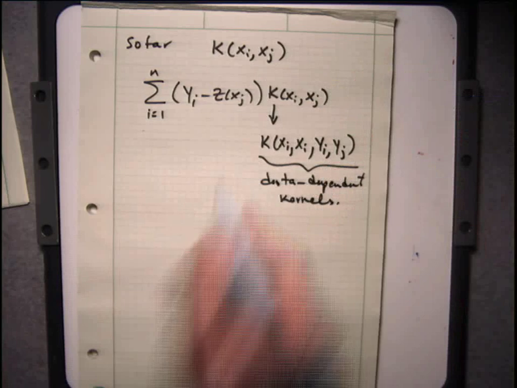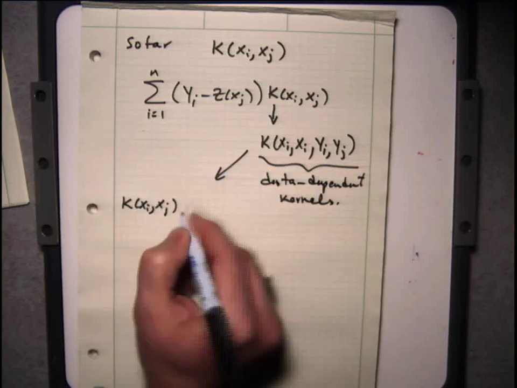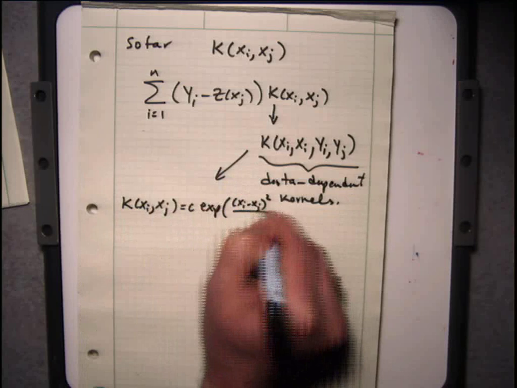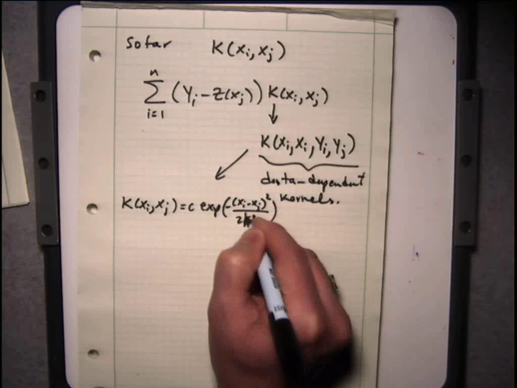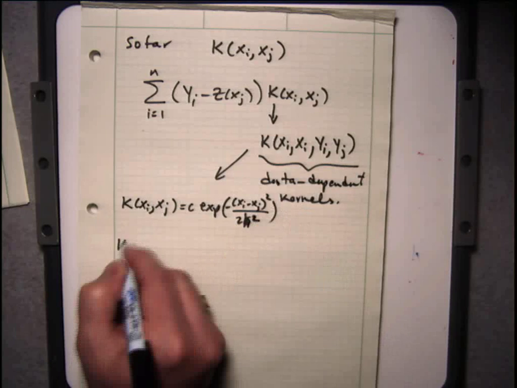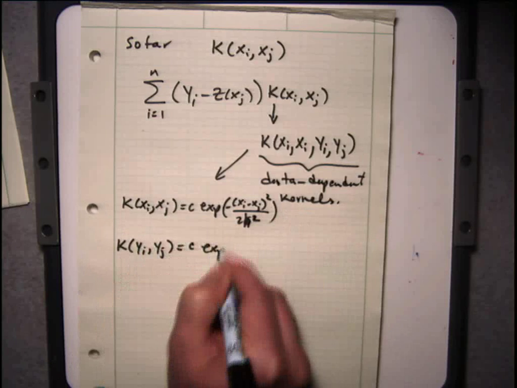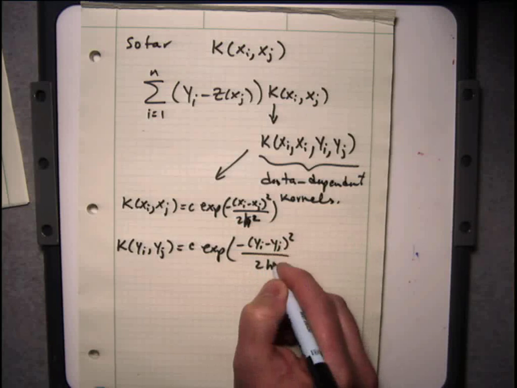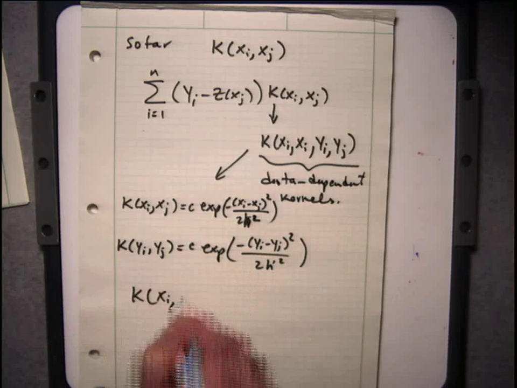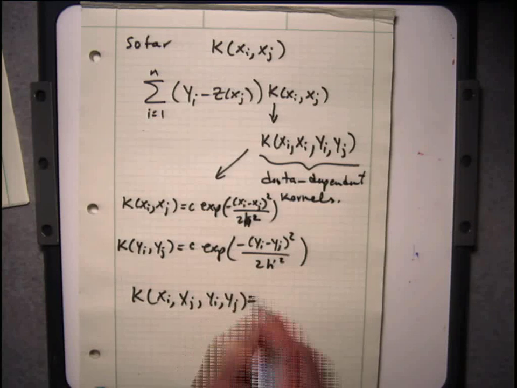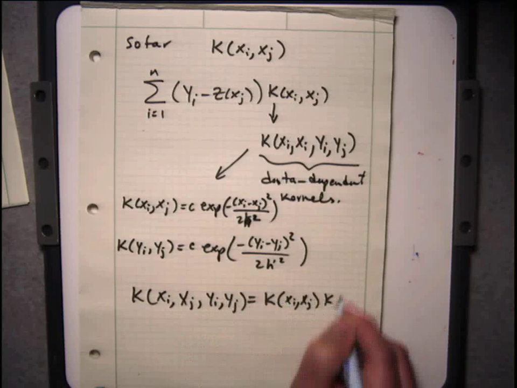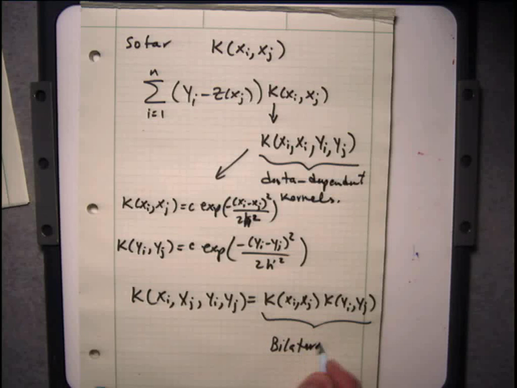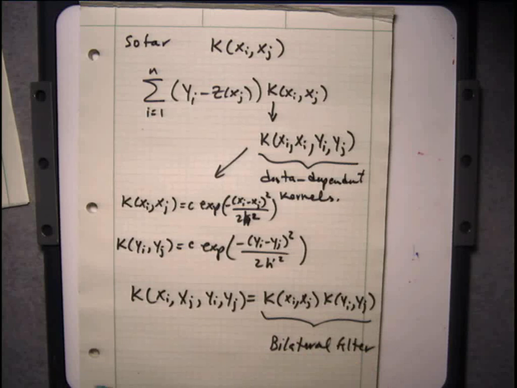So for instance, one example of doing this is, remember we did k of xi, xj. This was some constant times exponential of minus (xi minus xj) squared divided by 2 sigma squared, right? Or 2h squared. Let me write h, so I'm not confused with that. Okay, so it was like this. You can also define k of yi, yj as some constant times exponential of minus (yi minus yj) squared divided by 2, let's call it h prime squared. Okay? And then you can define k of xi, xj, yi, yj as the product of these: k of xi, xj times k of yi, yj. Okay? And this turns out to have a very famous name. It's called the bilateral filter. There are many, many more of these that have been defined. Okay.